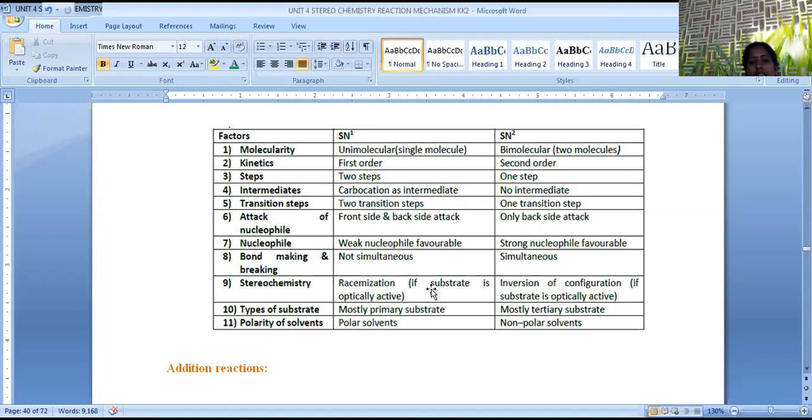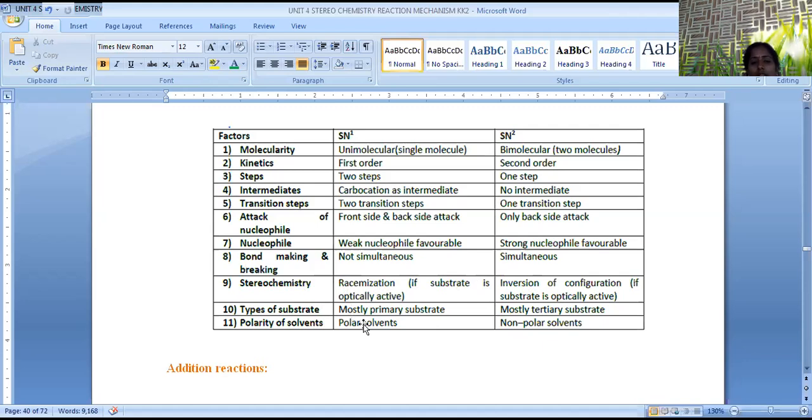Stereochemistry of SN1 reaction: 50% dextro and 50% levo is possible, and that leads to racemization. Always SN2 reaction leads to inversion of the configuration with respect to starting material. Mostly tertiary alkyl halide is preferable for SN1 and the primary alkyl halide is preferable for SN2 reaction.